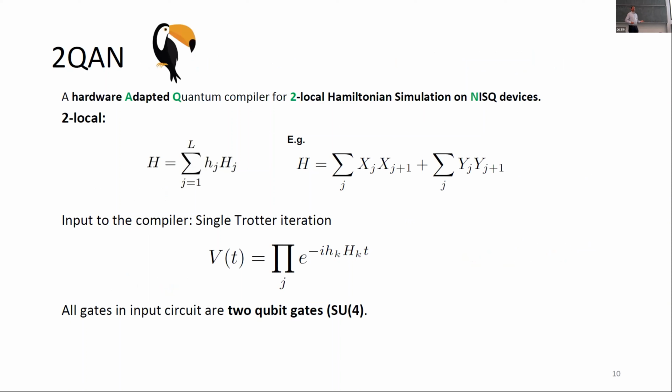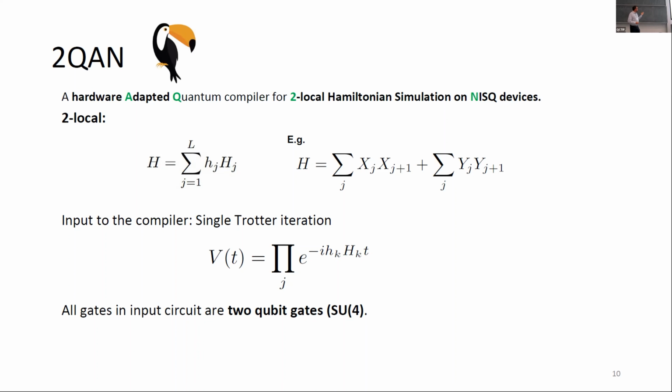So let me tell you about how Toucan works and what it does. Its input circuits are going to be trotterized evolution operators from two-local Hamiltonians. So we're restricting the general problem of Hamiltonian simulation to this special case of 2-local Hamiltonians. The reason we're doing that is that by restricting the problem in this way, we gain more optimizations we can make. So in a sense, there's a trade-off between the assumptions you make about the problem and the more optimizations you can build into the compiler.